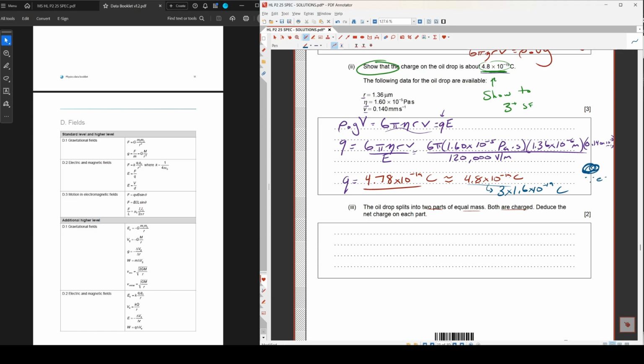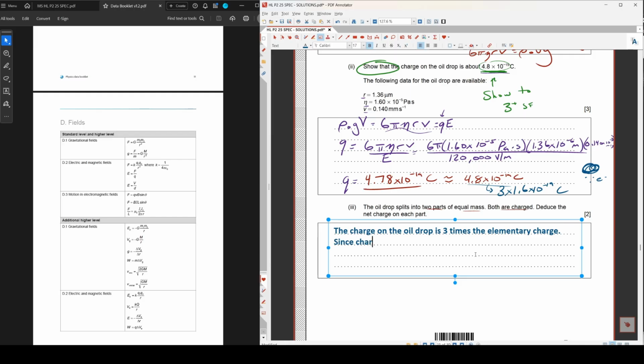But the whole idea is that the charge can't be split. The whole idea is that charge is, we say, quantized. The charge, so here's another one. We might do some combination of writing and mathing. The charge on the oil drop is 3 times the elementary charge. Since charge is quantized, the elementary charge cannot be split.